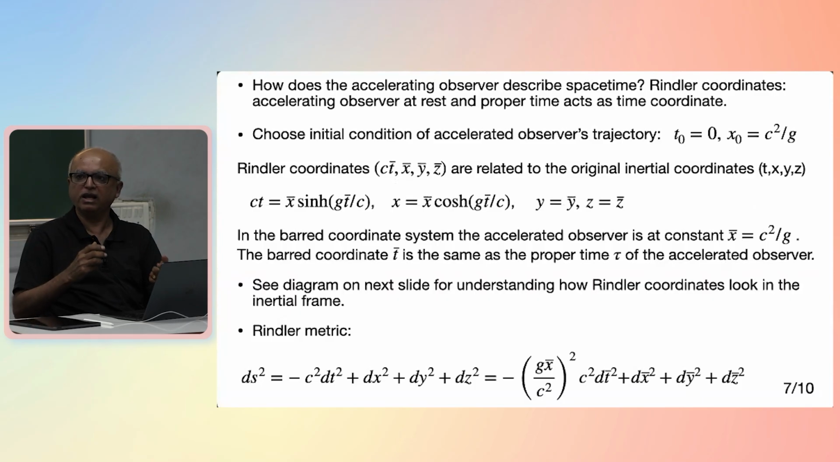Instead of x, t, we have x bar, t bar. The accelerating observer is at a fixed x bar, and t bar labels his new coordinate system. T bar is his proper time. Please assure me that you get this. It is very important. Rest is straightforward.